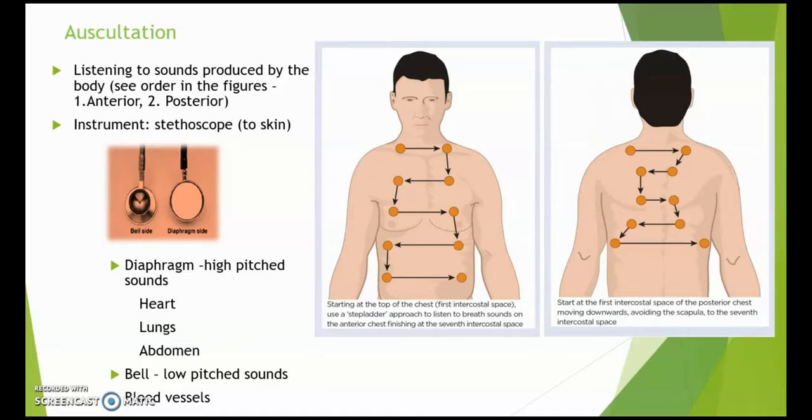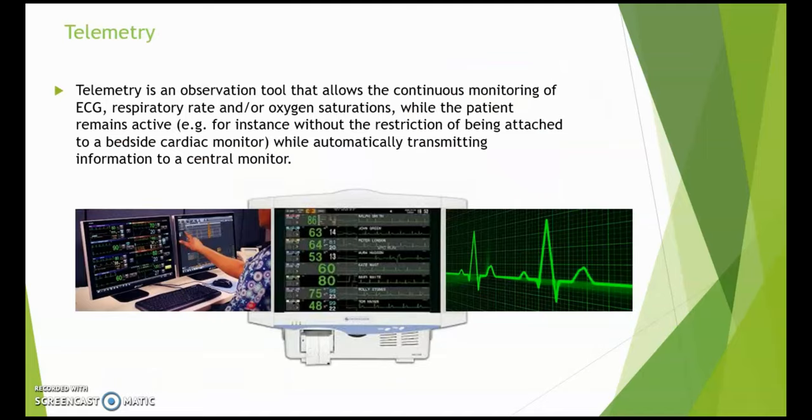Instrument, needless to say, stethoscope: diaphragm, high pitch sounds, heart, lungs, and abdomen; and bell, low pitch sounds, and blood vessels as primary area. The last element, which again is not necessarily part of our physical assessment within nursing or in general, is telemetry, okay? Now, the term metry, we already mentioned this, has to do with a measuring system. And tele, the same root that you can find in telephone, for instance, or telepathy, means to have a vision in the future, so to speak, a vision that provides more insight in time and space at a distance, right?